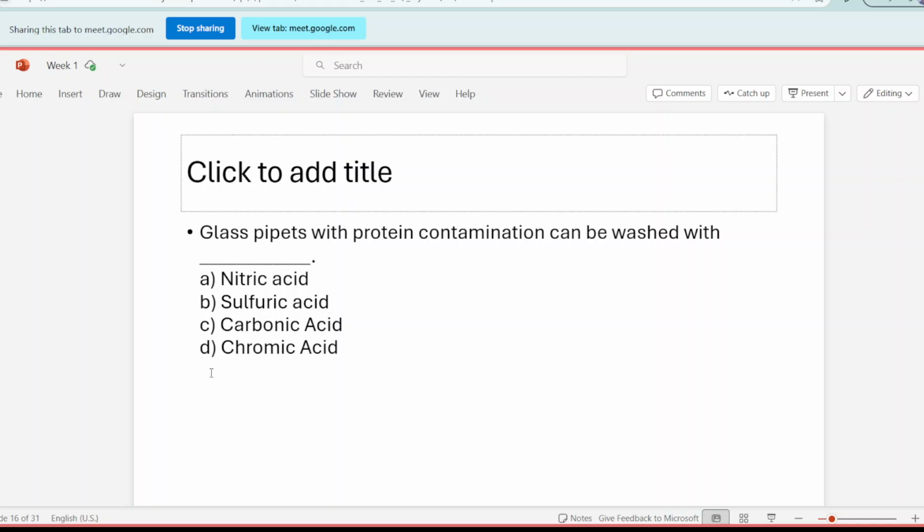The next question is: glass pipettes with protein contamination can be washed with option A, nitric acid; option B, sulfuric acid; option C, carbonic acid; option D, chromic acid.